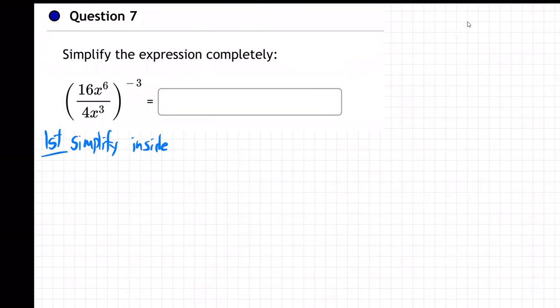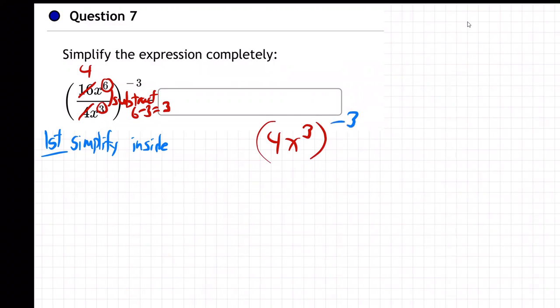So what do I mean? I mean 4 goes into 16 4 times. And then these powers 6 and 3, we subtract. 6 minus 3 equals 3. So what do we end up with then? We end up with 4x to the third, and then the minus 3 power is still out there. So that makes sense. A 4 went into 16 4 times, and the power subtracted.